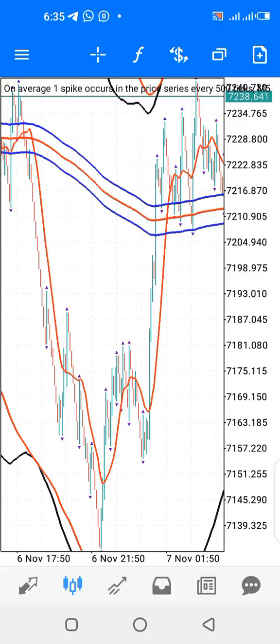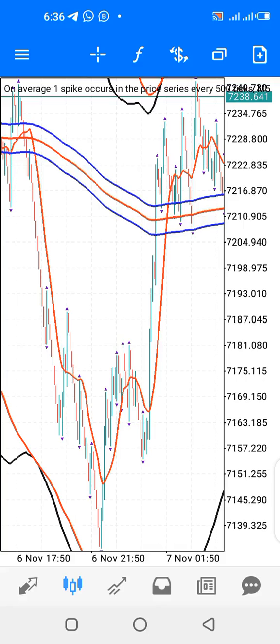Today we'll be looking at a strategy you can use to trade boom index or crash index. Boom index or crash index are indices that do not allow you to place stop loss. If you are trading boom index, whether boom 1000 or boom 500, you cannot place stop loss in the direction against the spike.